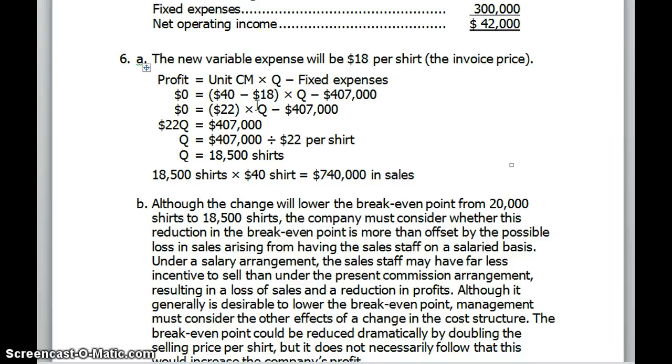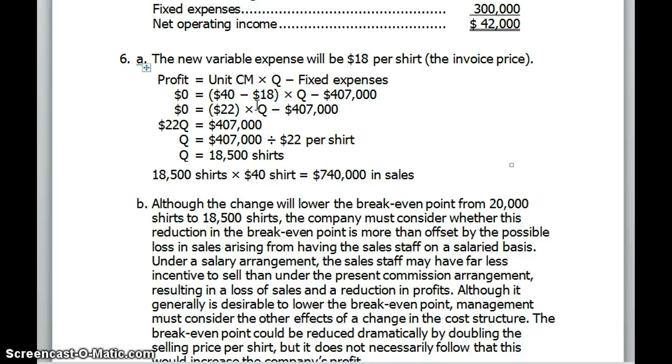Using the equation method, as you can see in the solution manual, you could take $22 times Q minus $407,000. Work your way through to come to 22Q equals $407,000, or $407,000 divided by $22 per shirt, to come to the break-even point of 18,500 shirts.